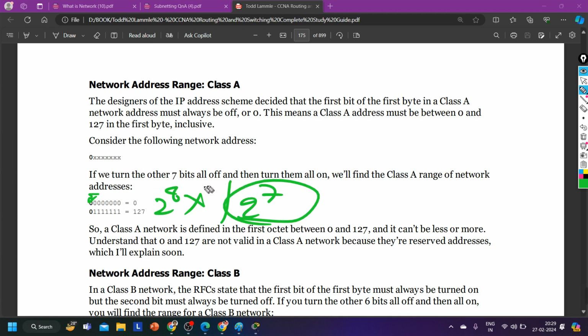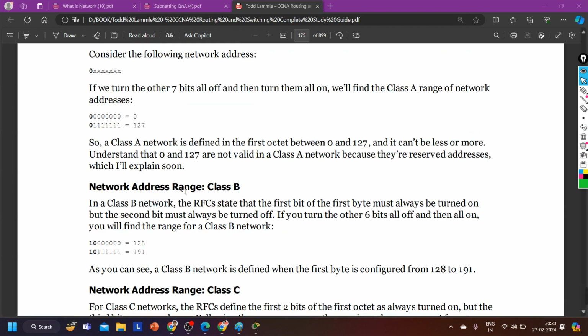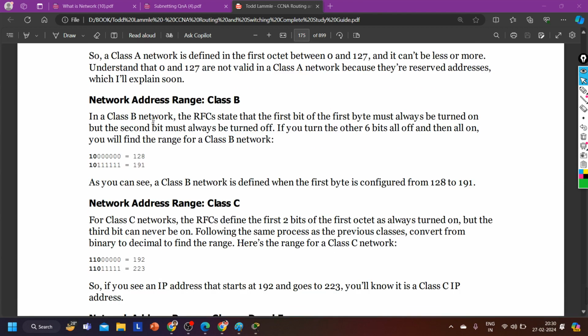So when Cisco asks you this question in CCNA 200-301, it will give options: option A, 2 to the power 8; option B, 2 to the power 6; option C, 2 to the power 7; and option D, 2 to the power 5, or something similar. Option C is correct. And this is how I get the range.